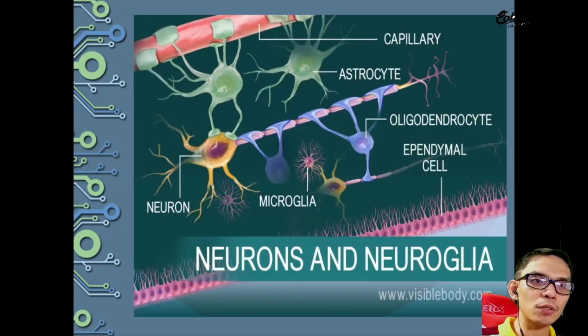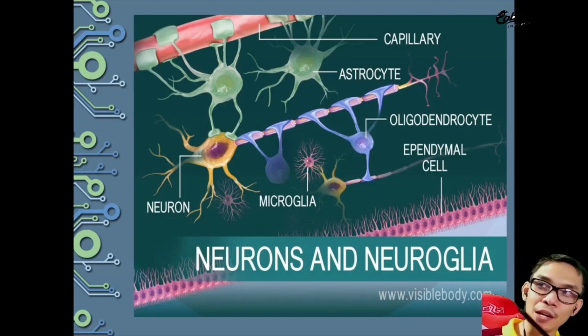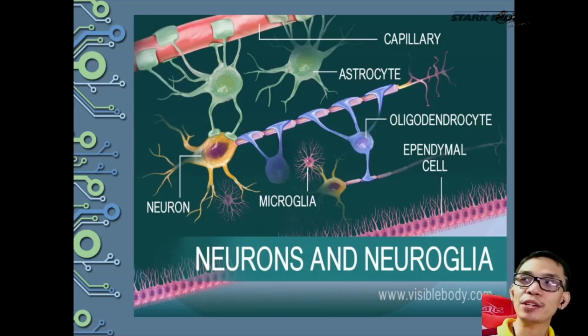So let's take a closer look at what they look like. If you're going to illustrate the nervous tissue, it will look like this. You will appreciate how these glial cells help the neuron, supporting and protecting it to maintain its function. We have here the astrocytes, the oligodendrocytes, the ependymal cells, then the microglia. Each and every glial cell is a very crucial part of your nervous tissue.